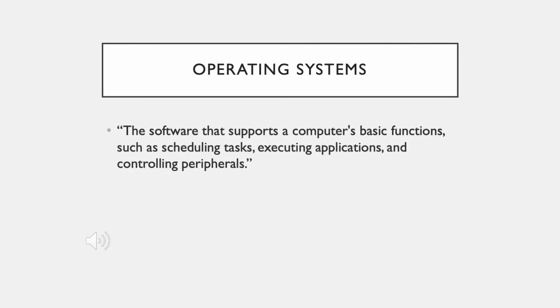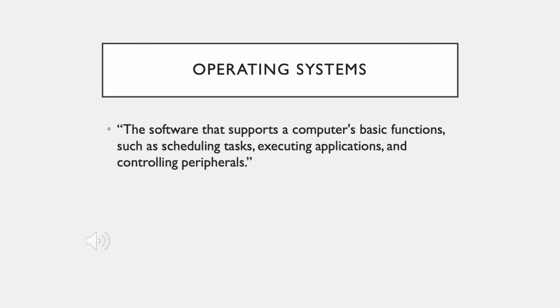An operating system is defined as the software that supports a computer's basic functions, such as scheduling tasks, executing applications, and controlling peripherals. Operating systems are the main software that users will interact with when using a computer. The operating system contains many important functions for users, and making sure that operating systems are properly functioning and properly secured are of the utmost importance.